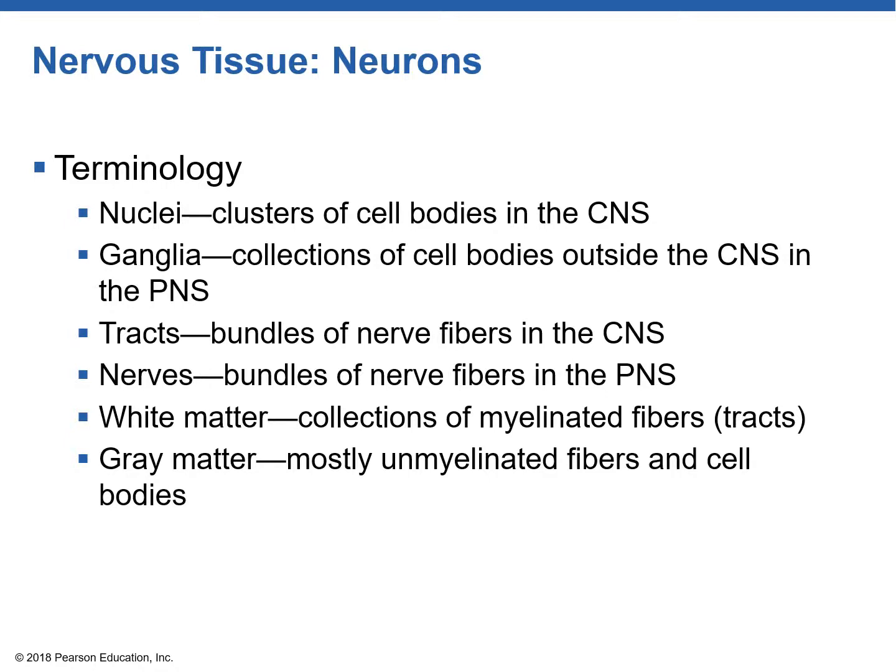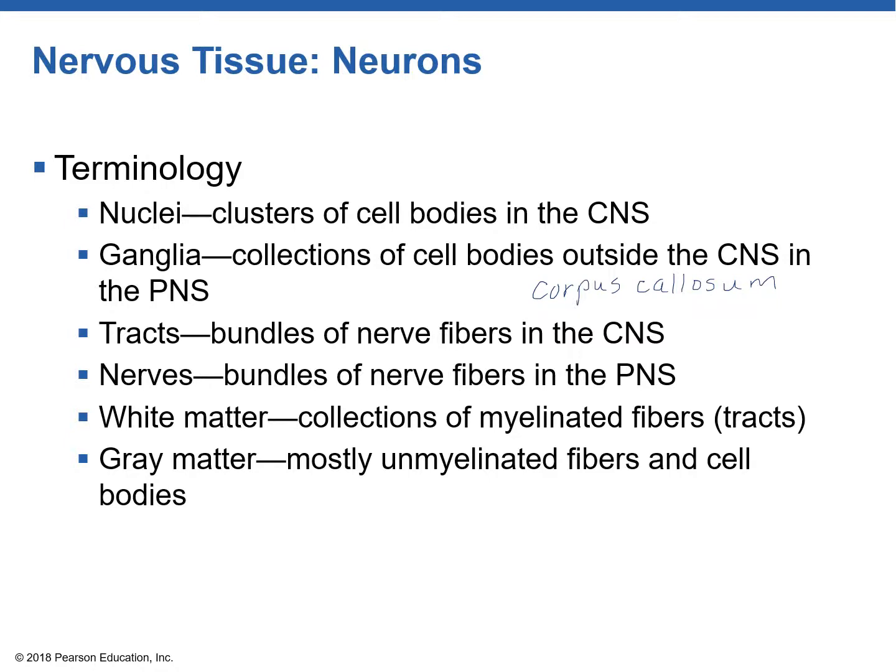Tracts are bundles of nerve fibers within the central nervous system. A great example of that would be the corpus callosum in the brain. So that's a tract of white matter. Nerves are bundles of nerve fibers within the peripheral nervous system. So they're essentially just the counterpart of tracts, but within the PNS.